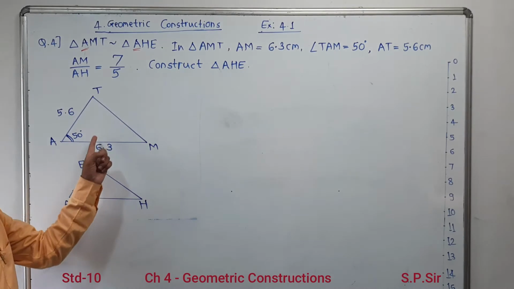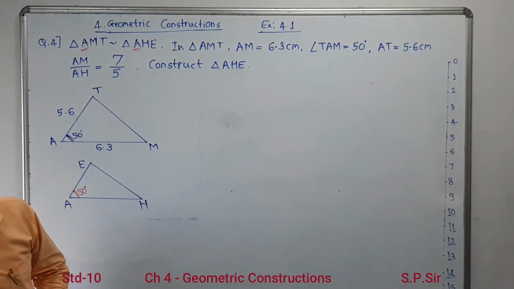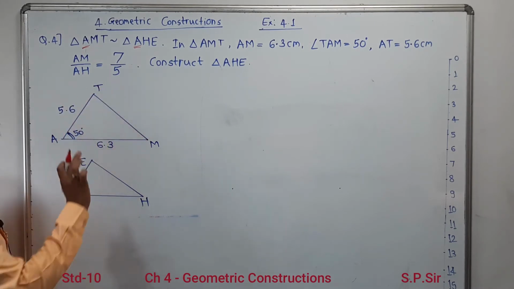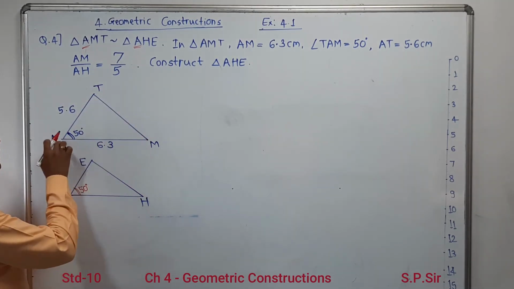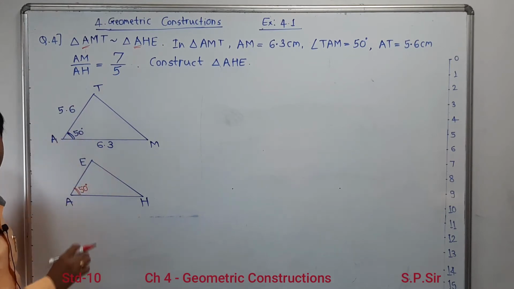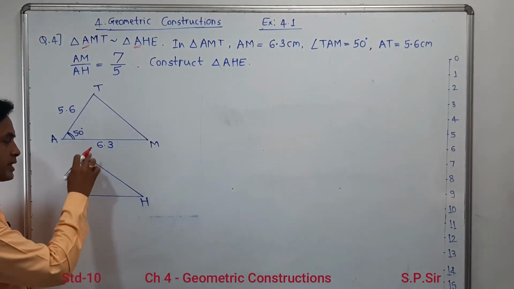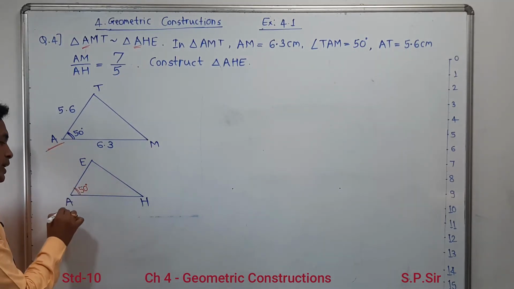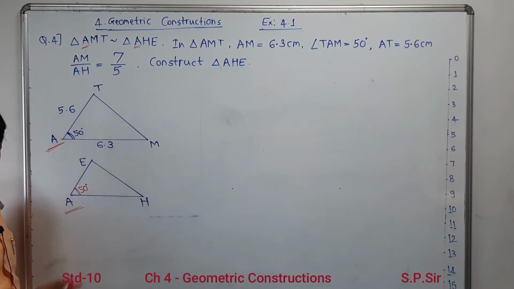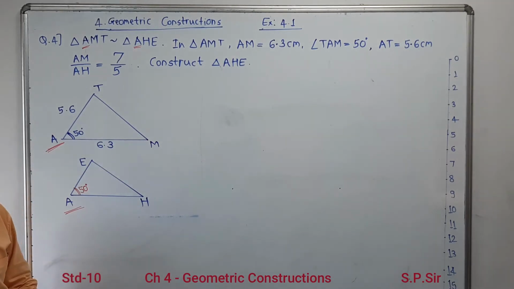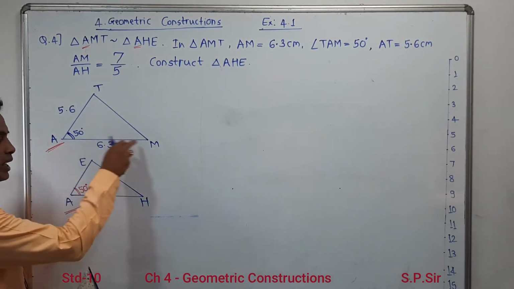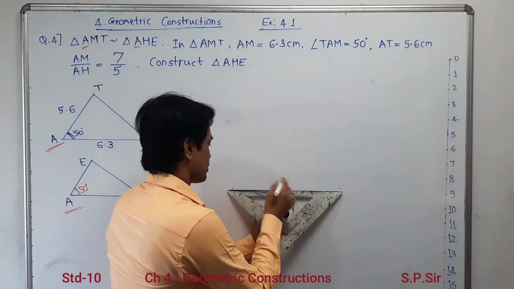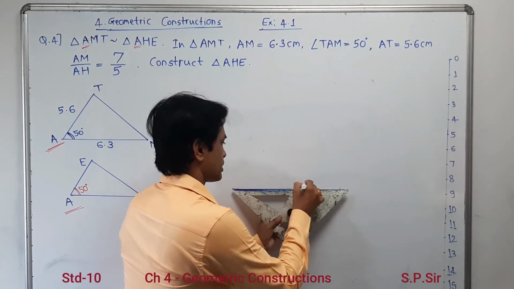Okay, now students, we have drawn a rough diagram, and from the rough diagram we are able to get an idea what exactly to do. We can draw triangle AMT like this, where AM is 6.3, AT is 5.6 and angle A is 50 degree. Also we can draw AHE, where angle A is 50 degree. But in this case, you should know your point A is available in both triangles. So starting or generating that diagram over here, AM and AH are on the same horizontal line. So first of all, as per data, I am going to draw a diagram.